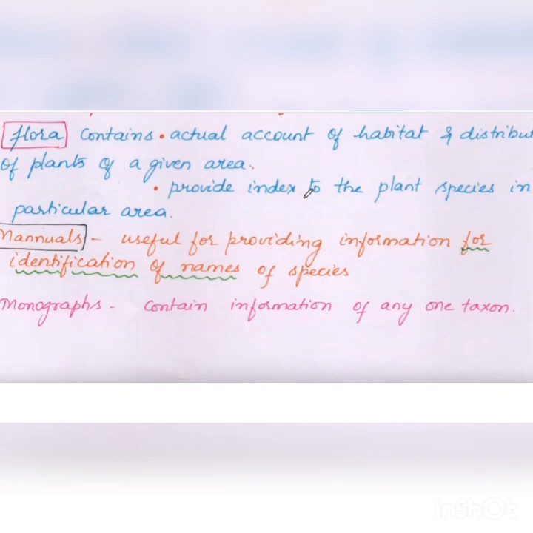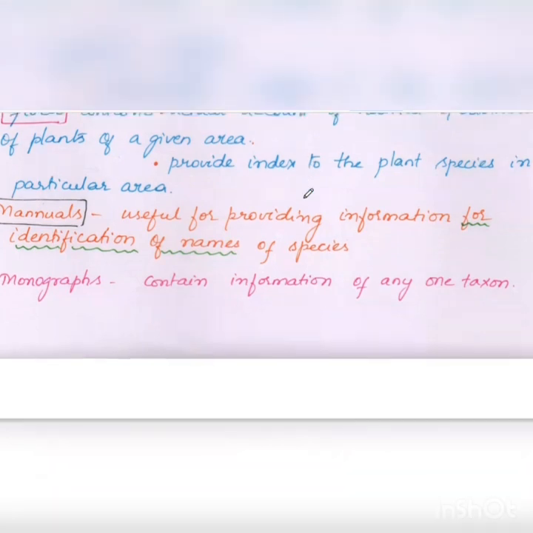Similarly, manuals are useful for providing productive information, not just information, for the identification of names of a species. It helps in identifying the name of a species. A monograph contains the information of any one taxon. With this, we come to the end of the first chapter, that is, the living world.